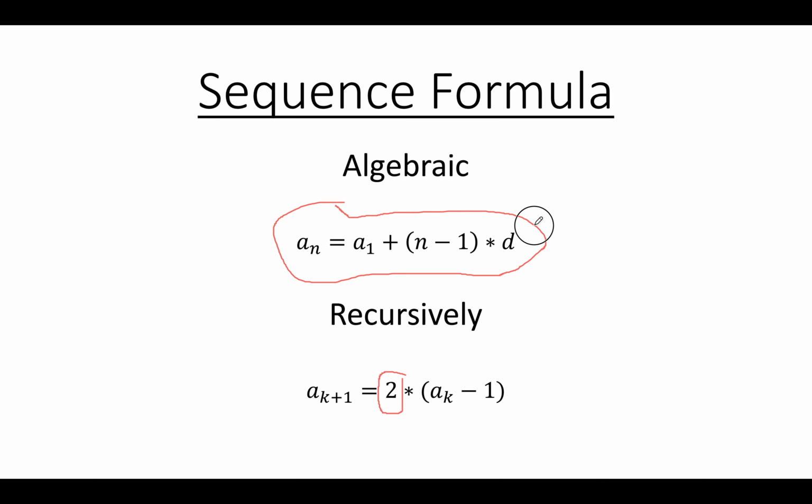Algebraic, however, the d here is the difference. The d is the constant that separates each element. This is why this is an algebraic formula and this is a recursive formula. They're two different things. This is why we have a sub k plus 1 equals 2 times a sub k. Again, k plus 1, the next term, is obtained from the previous term. Let's do some more practice.